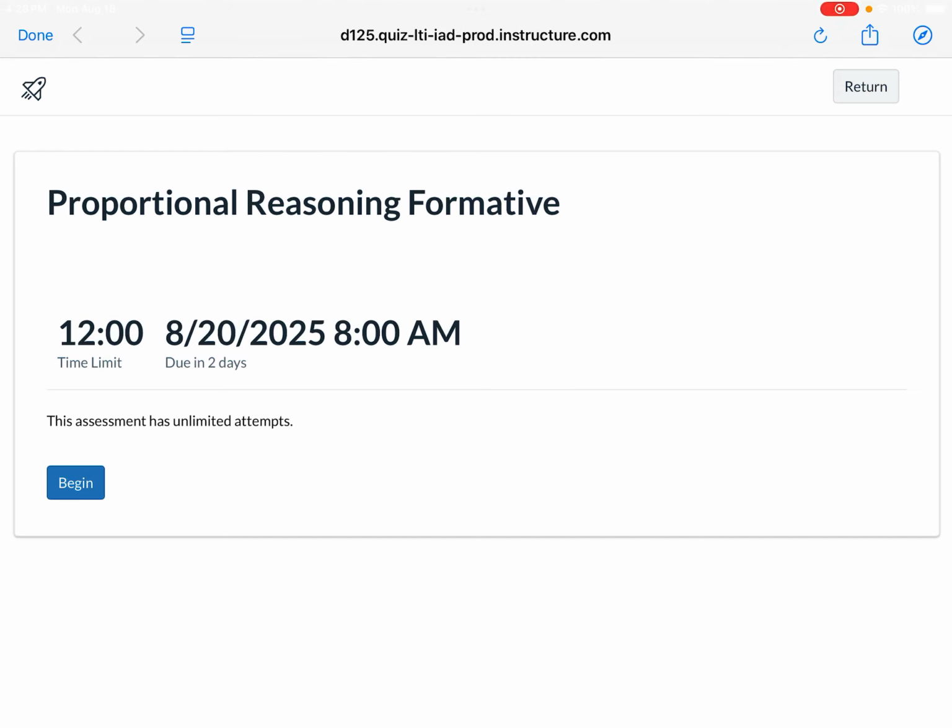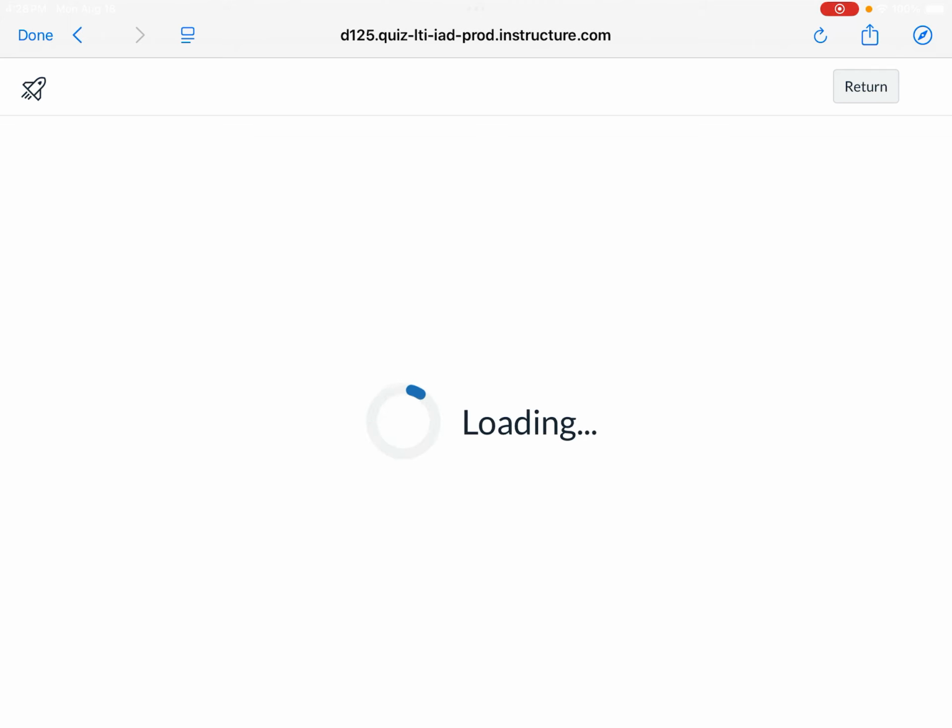All right, I'm going to be going over the proportional reasoning formative. I haven't seen this, and I'm just going to walk through it and solve it blind, and hopefully you can get a sense of how you can approach these kinds of problems. So let's go ahead and start. I have 12 minutes, so I kind of have to speak fast.